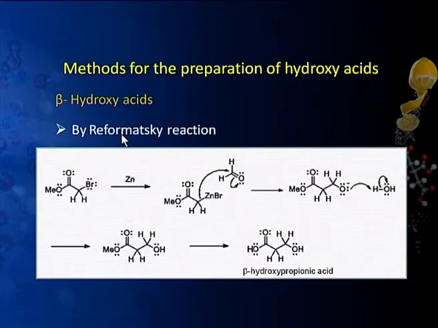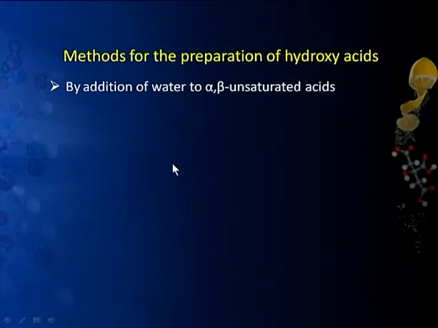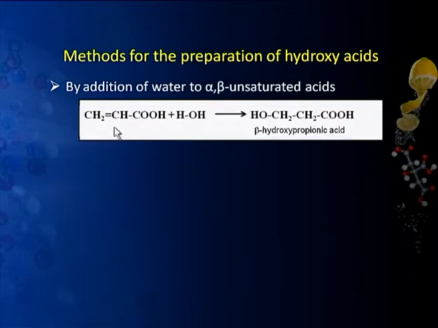So, Reformatsky reaction can be used for the preparation of beta hydroxy acids specifically. We can have addition of water to alpha beta unsaturated acids also. These are alpha beta unsaturated acids, and I discussed in the preparation of halogen acids also that when an electrophilic addition to unsaturated alkenes is carried out, to which an electron withdrawing group like carboxyl is present, then addition does not follow the Markovnikov rule. So, similarly in this reaction the negative part OH goes to this carbon, and we get beta hydroxy propionic acid here.